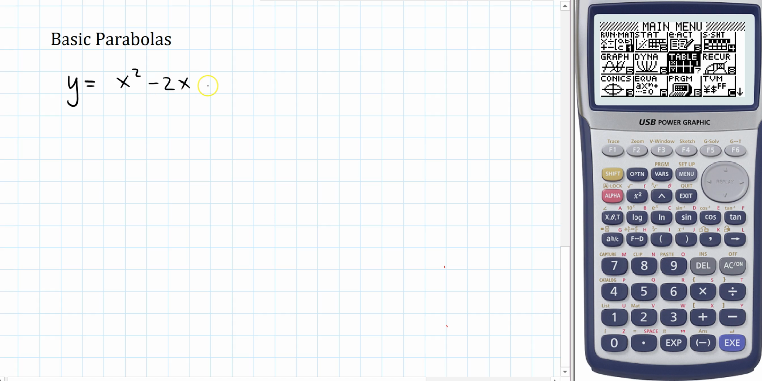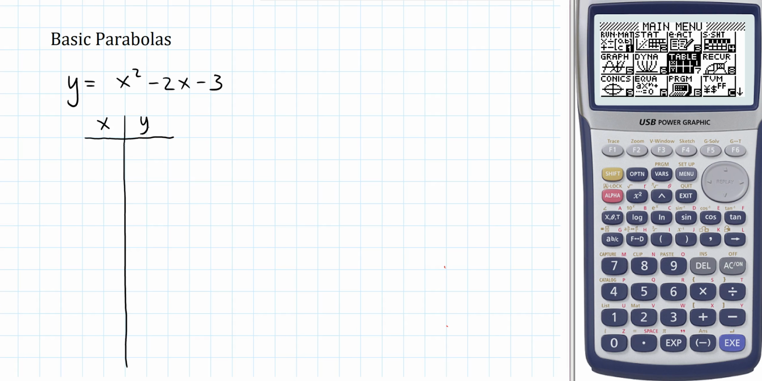minus 2x minus 3, we want to see what that looks like, and we need to get a table of values. So we need to get a table that will show us the relationship between our x values and our y values, and we need to plot those.